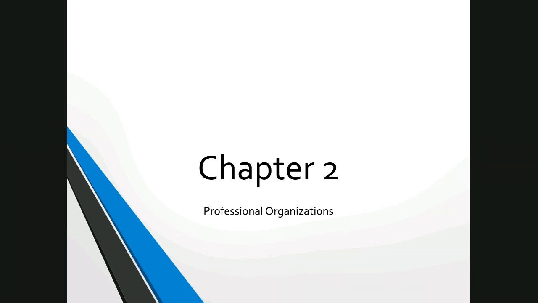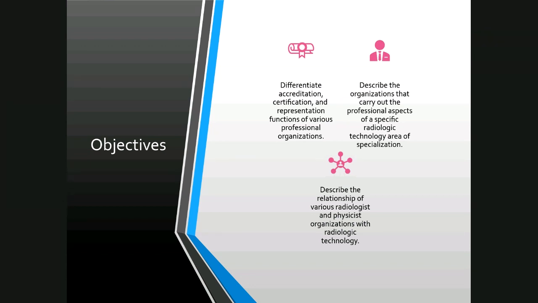When we look at the objectives for chapter 2, mainly you want to be able to differentiate accreditation, certification, and the representation functions of different professional organizations as they relate to us. You want to be able to describe the organizations that carry out the aspects of a specific radiologic technology area of specialization. And you want to be able to talk about the relationship of radiologist and physicist organizations with radiologic technology, because some are specific to technologists while others are specific to radiologists and physicists.